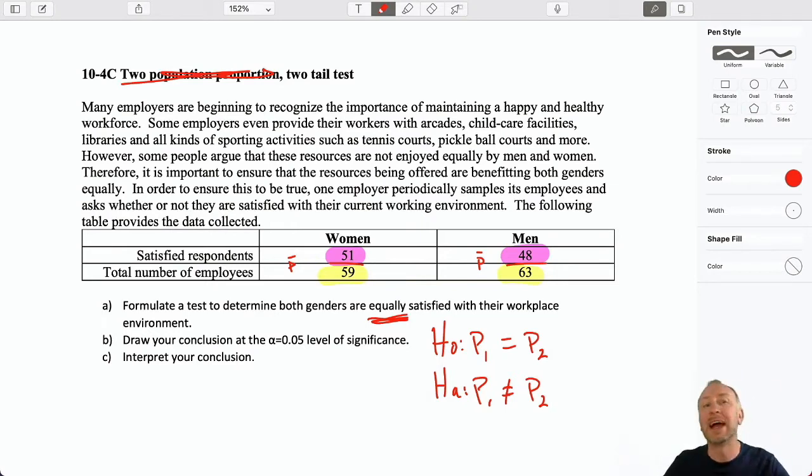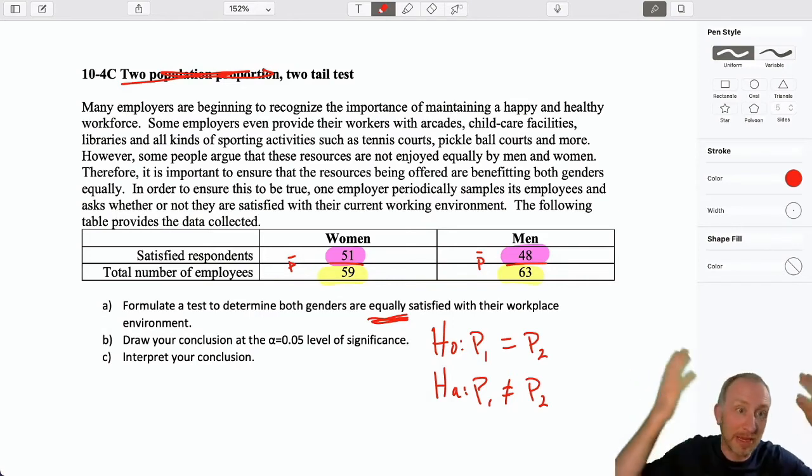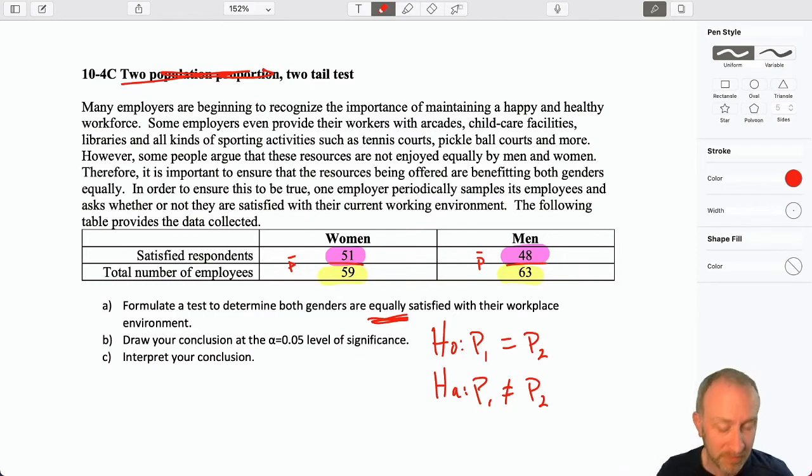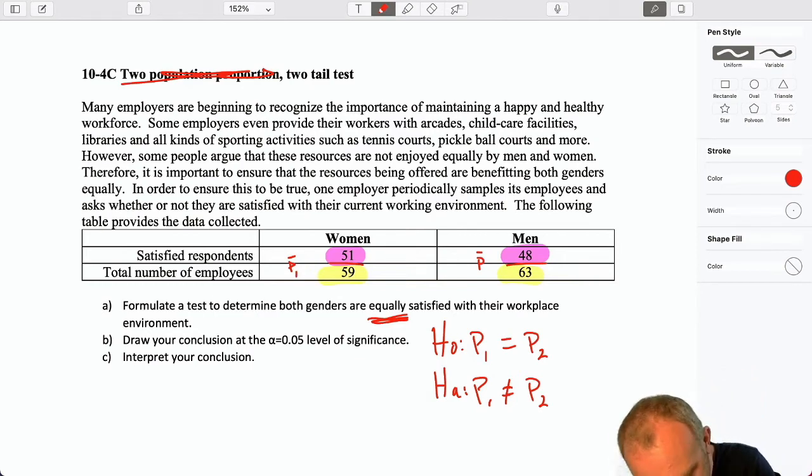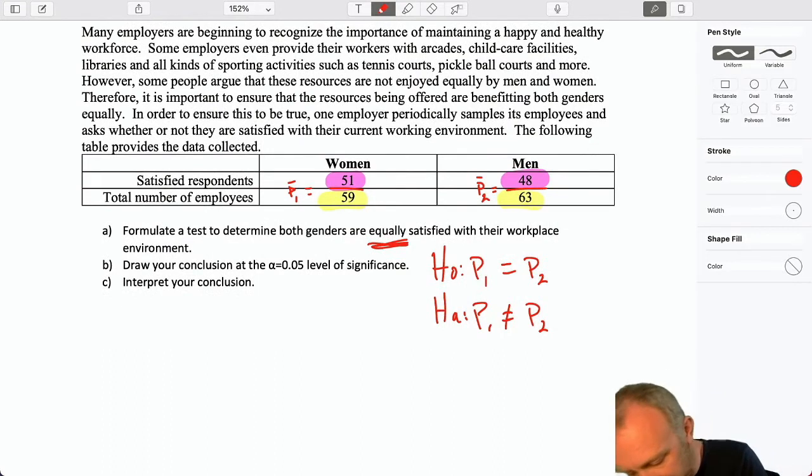Now, I have to define my populations. Which one is population one? Which one is population two? For a two-tailed test, it doesn't really matter, because again, it's two-tailed. Are women equal to men, or are men equal to women? My goodness, it's the same problem. So I can just set this up quite arbitrarily as population one and population two. Okay. Now, here we're getting to the point.